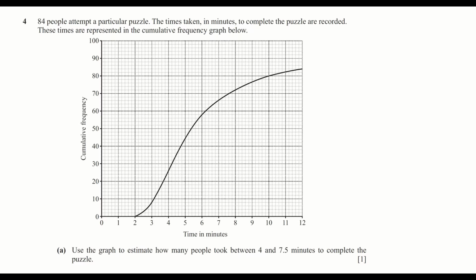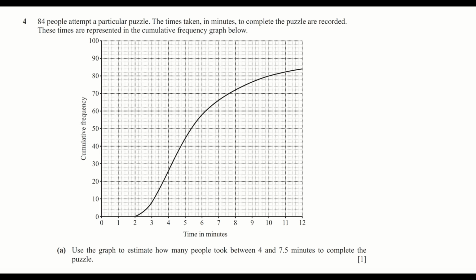Question 4 says 84 people attempt a particular puzzle. The times taken in minutes to complete the puzzle are recorded. These times are represented in the cumulative frequency graph below. Part A. Use the graph to estimate how many people took between 4 and 7.5 minutes to complete the puzzle.